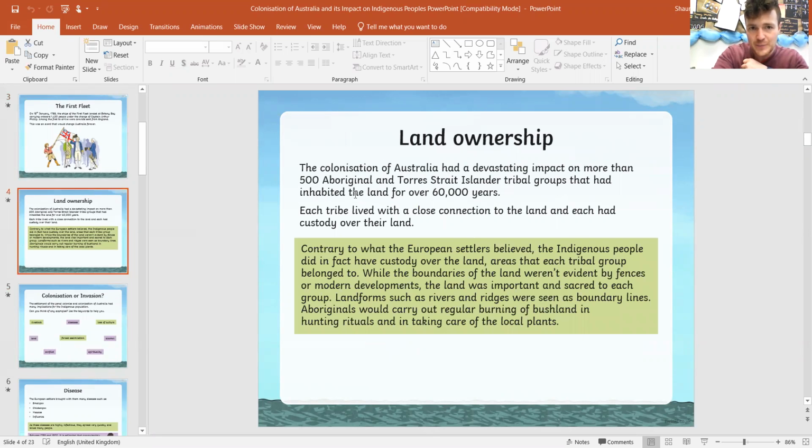So, land ownership. I'm not going to read through everything. Obviously, you can just pause the video and make the notes of what you want. But the colonisation of Australia had a devastating impact on more than 500 Aboriginal tribal groups that inhabited the land for over 60,000 years.